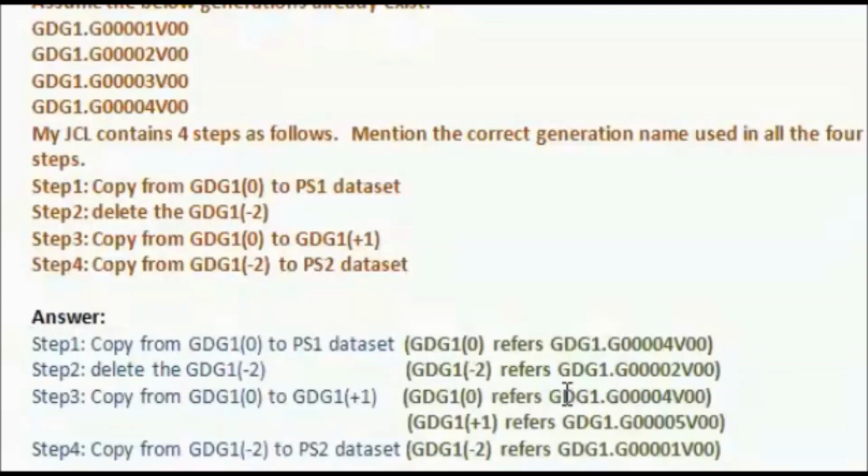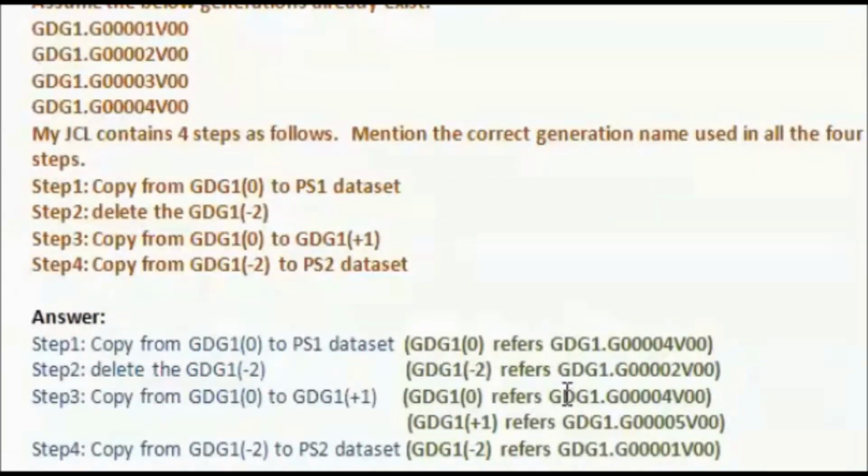The answer is: in step 1, I copy GDG1 of 0 to PS1 dataset. Here I am referring to the current generation. So the current generation is GDG1.G4. In step 2, I am deleting the generation GDG1 of -2. So GDG1 of -2 refers to GDG1.G2.